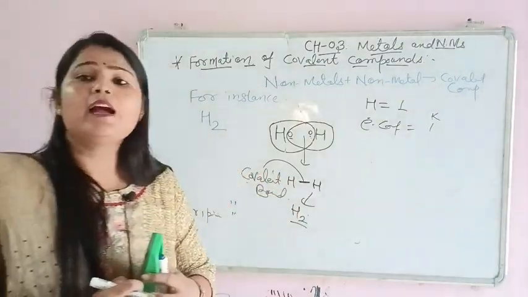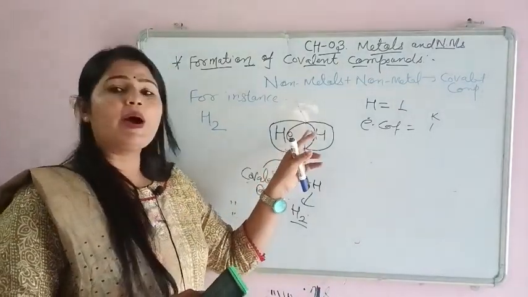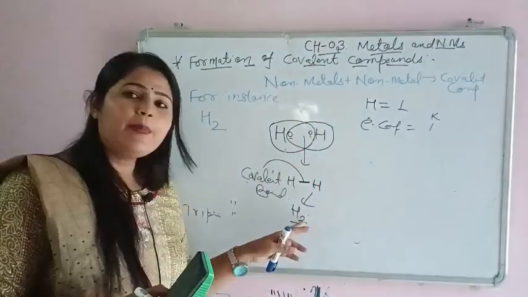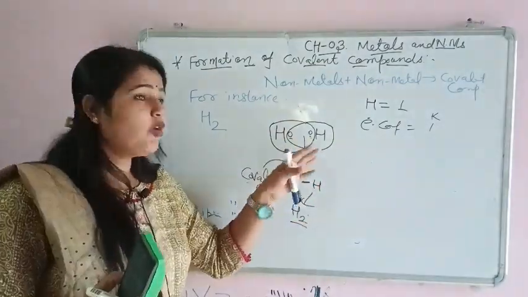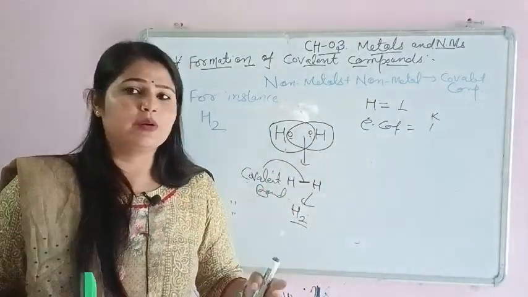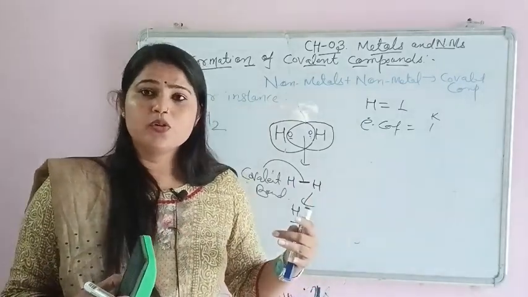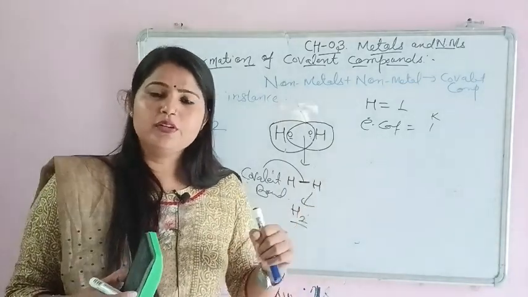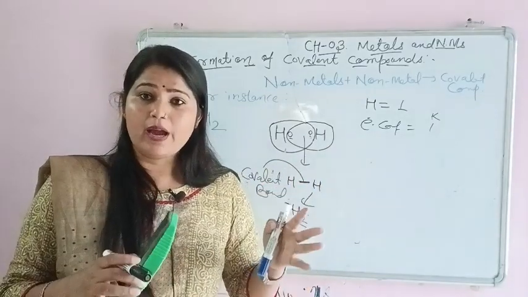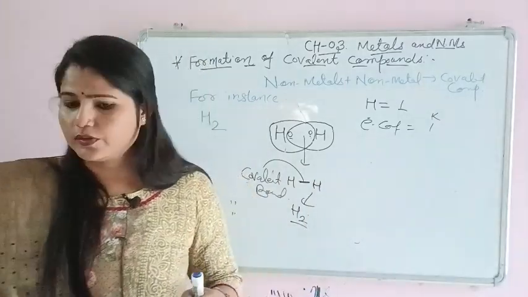So what is the definition of covalent bond? The bond which is formed by sharing of electrons is called a covalent bond, and the compounds which are formed by mutual sharing of electrons are called covalent compounds. Clear? We have discussed ionic compounds also in our previous video. Ionic compounds are formed by the transfer of electrons, while covalent compounds are formed by sharing of electrons.